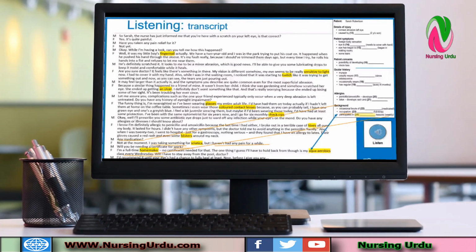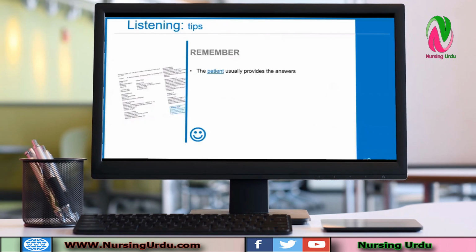So hopefully that's shown you this idea of how important our vocabulary is here, okay? And how important it is for us to be able to recognize these different ways of expressing the same ideas, but that the language that we see here on our question paper can help us. It shouldn't overwhelm us, okay? So remember that the patient usually provides the answers, okay? 99.9999999% of the time.